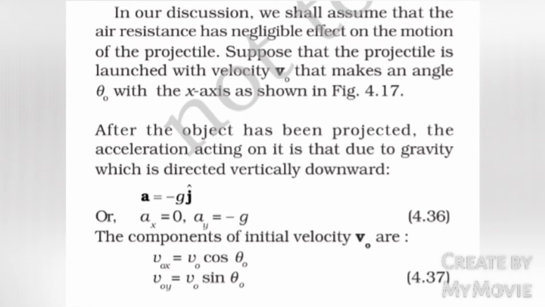Suppose that the projectile is launched with velocity v0 that makes an angle theta naught with the x-axis as shown in figure 4.17. After the object has been projected, the acceleration acting on it is due to gravity, which is directed vertically downward. a equals minus g j cap, or ax equals 0, ay equals minus g. The components of initial velocity v0 are v0x equals v0 cos theta naught, v0y equals v0 sin theta naught.